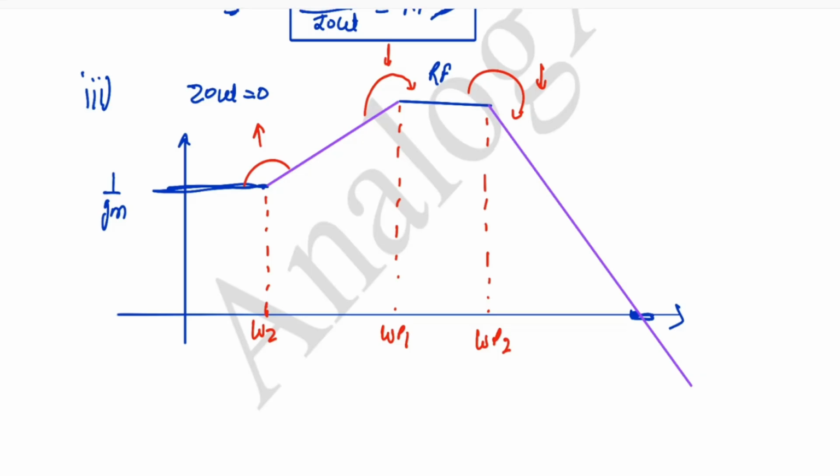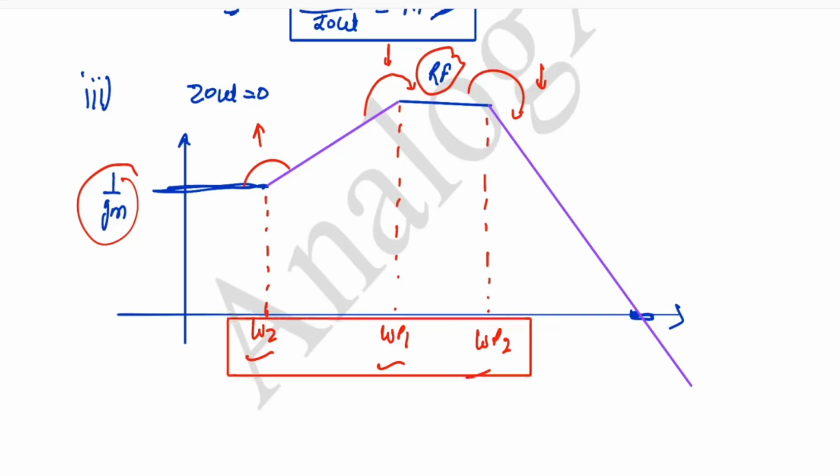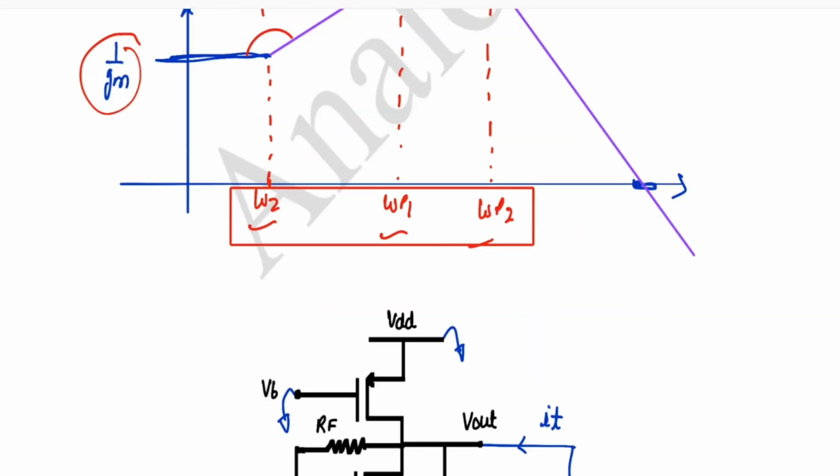Now we will calculate our pole locations. We got our magnitudes: 1 by Gm, this is Rf, and this is 0. Now we will get our pole locations. I have copied the same circuit. We will see the exact locations of omega z, omega p1 and omega p2.